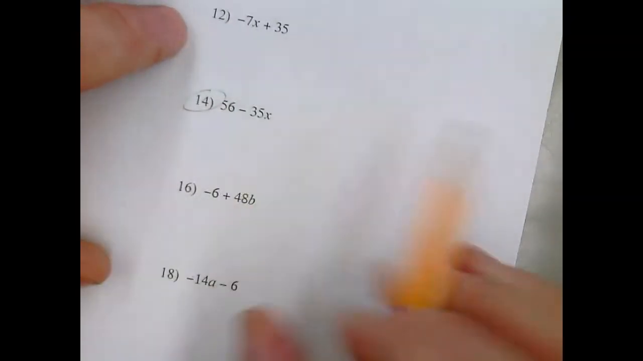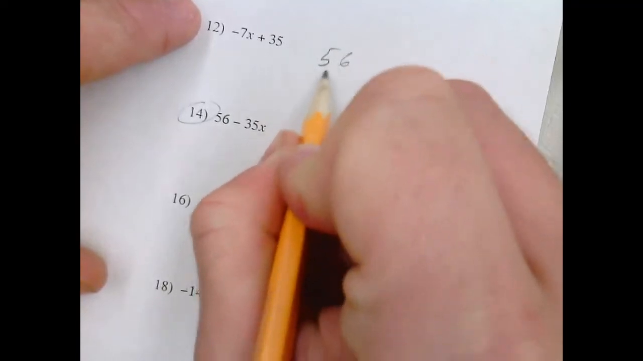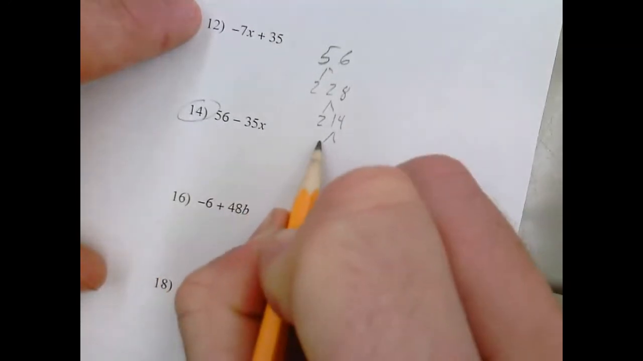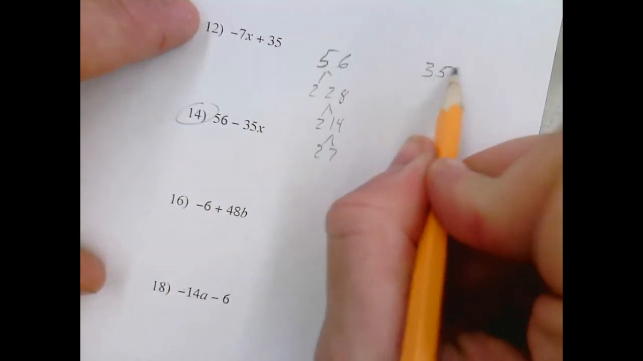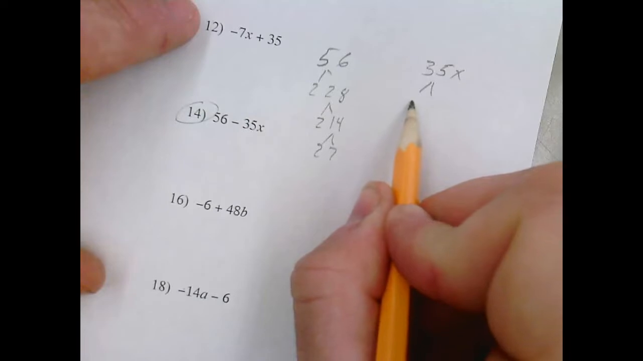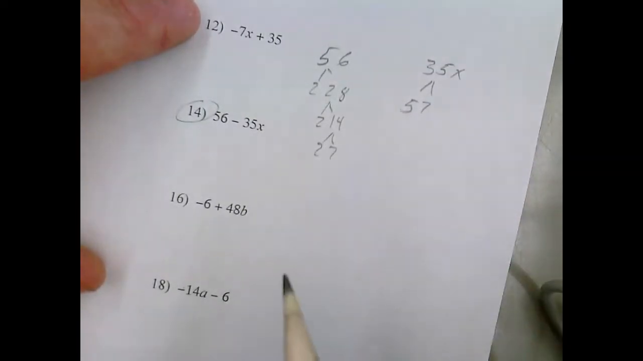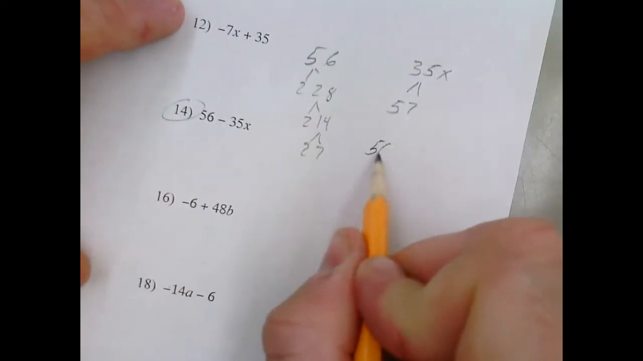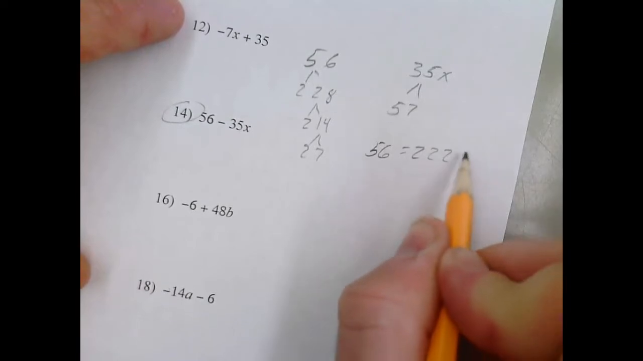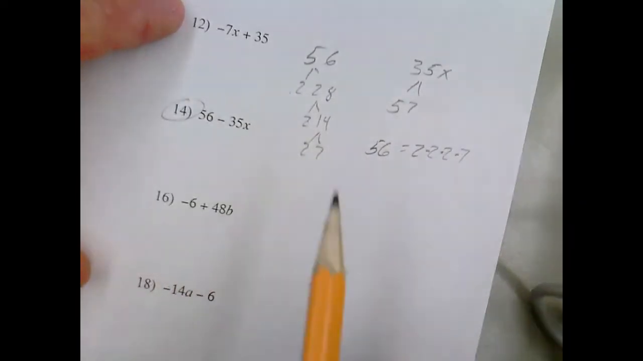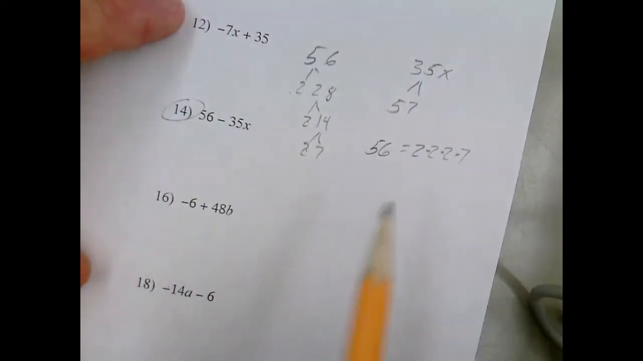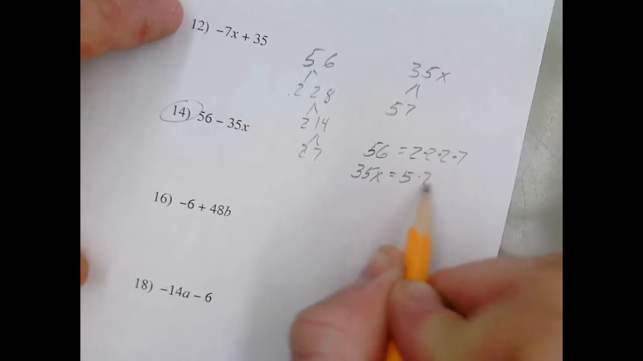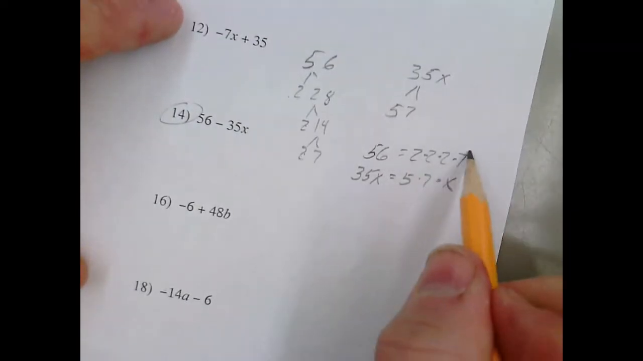So I've got 56 and 35x. 56 is going to break down to 2 and 28. 28 is going to break down to 2 and 14. 14 is going to be 2 and 7. 35x is going to be 5 and 7. And that's it. That one was easy. And then don't forget that x at the end. So we're going to take 56, and that's going to equal 2 times 2 times 2 times 7. 2 times 2 is 4, times 2 is 8. 8 times 7 is 56, so I know I did that right. 35x is 5 and 7 and x. So the only thing these guys have in common is 7.